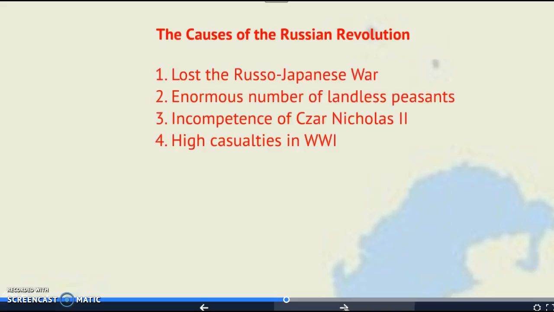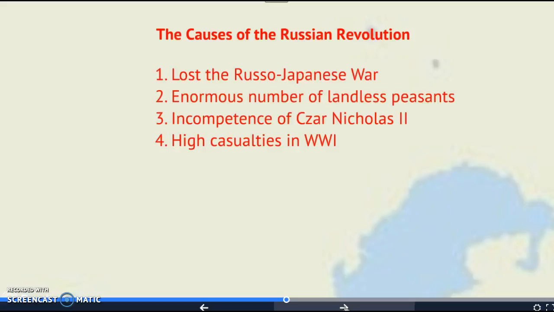The Russians lose the Russo-Japanese War in 1904 and 1905, which is a black eye that makes Russia in general, and particularly Tsar Nicholas, look bad. At the same time, it appears that Russia is sort of becoming weak, and just like in France, we have a huge number of landless peasants. That means they don't own any land. About 85% of the people in Russia are super poor and don't own any land.